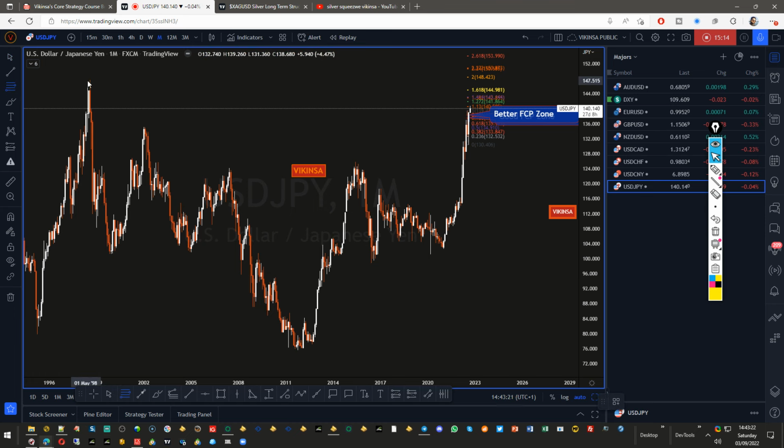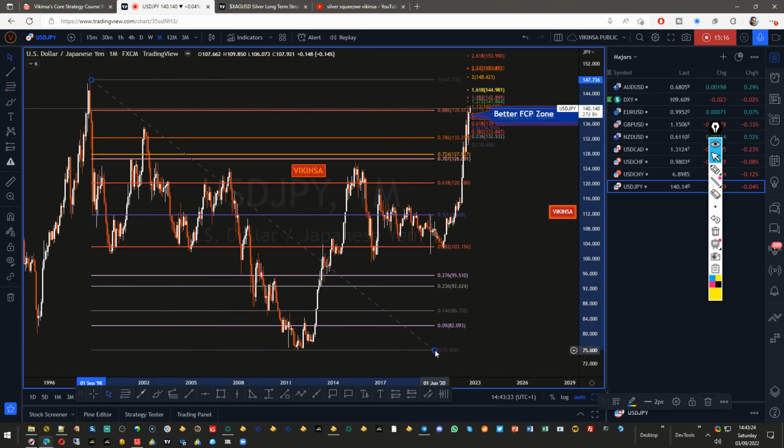So if I draw Fibonacci from here all the way to this level, what you will notice is that it has come to 61.8 and it has crossed 88.6. It is right there at 88.6. So that means the market is ready to fall.